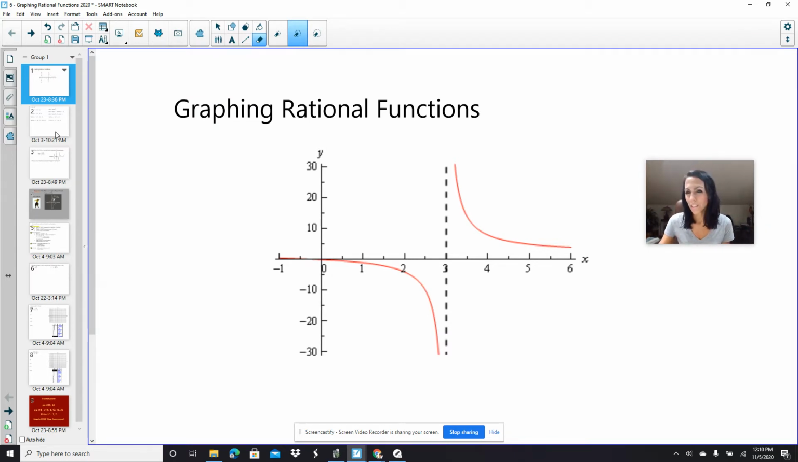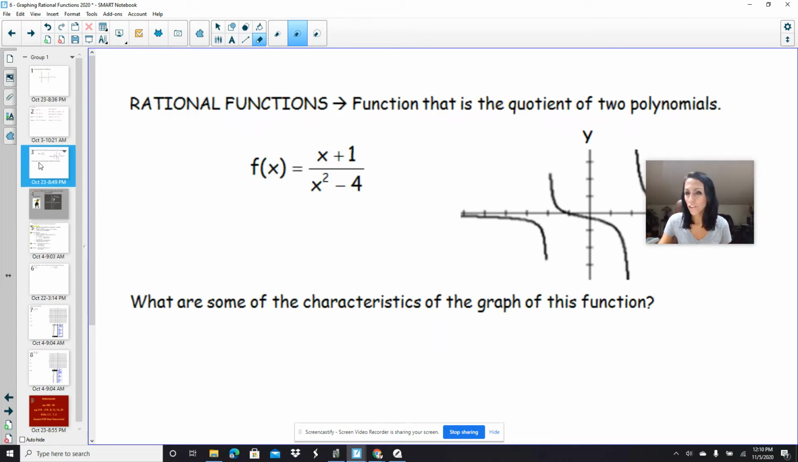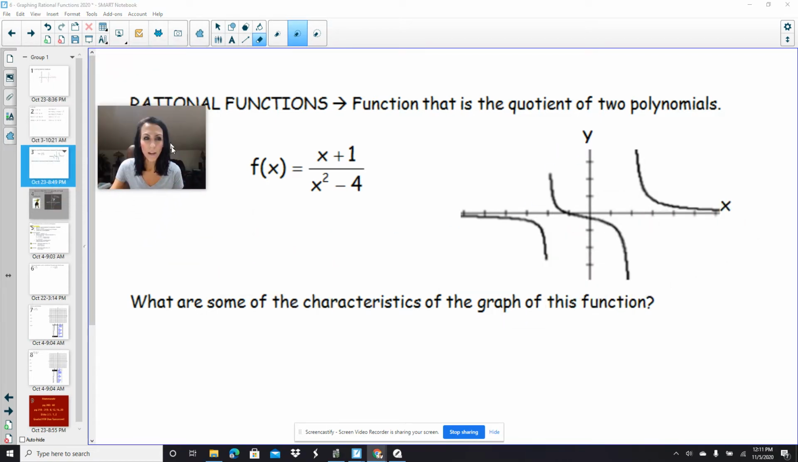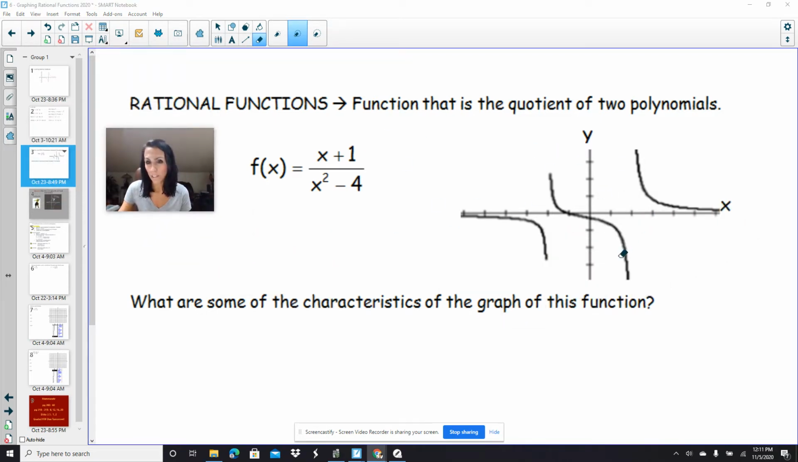All right, so let's start with what's a rational function? What's a rational number? Let's start even with that. The definition of a rational number is any number that can be written as a fraction. So a rational function is just a quotient of two polynomials. So here's an example of a rational function, okay? And here's an example of what this rational function looks like graphically.